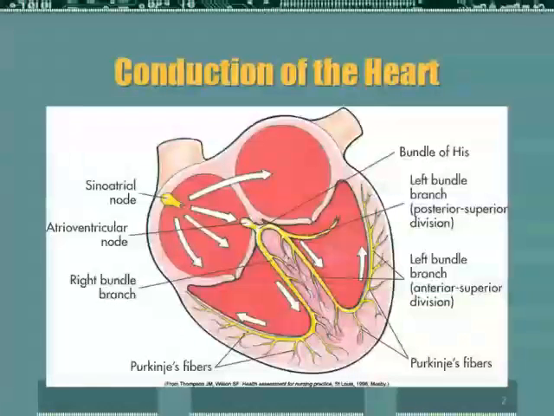And remember that the SA node is the area that has an inherent rate of the heart at about 60 to 100 beats per minute. Once the electrical impulse hits the AV node, the inherent rate there is about 40 to 60 beats per minute. It travels down the bundle of His at that point, and then into ventricular conduction, where the rate, if an impulse would start in this area, would only be about 20 to 40 beats per minute. So you can refer to your textbook for further details on this.